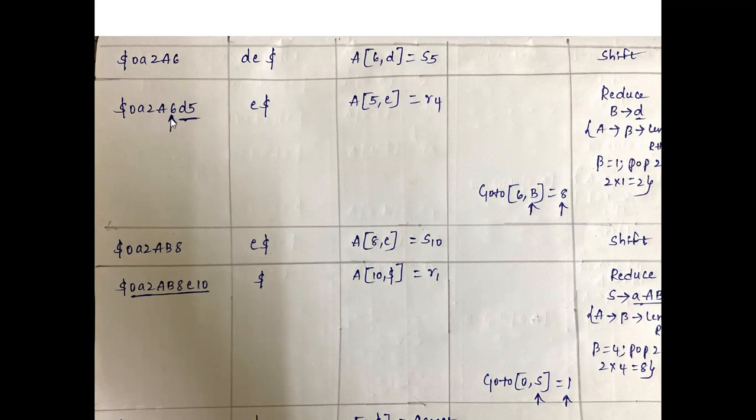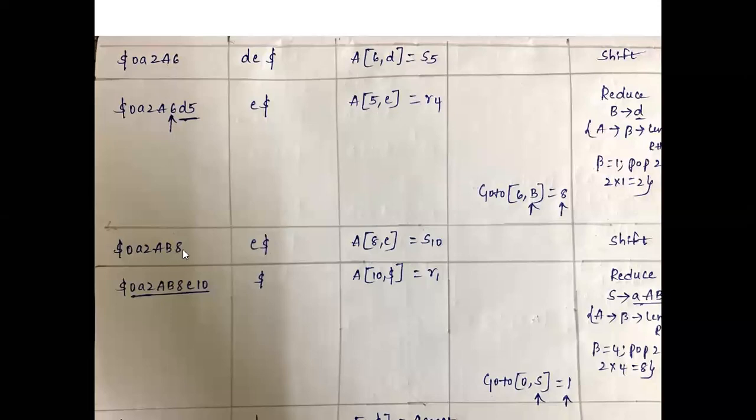And now what is on the top of the stack? 6. And what is the variable here? B. Go to of 6, B is 8 from the table. So we need to push this B and 8 onto the stack. Now my stack consists of 0, A, 2, A, 6, B, 8.